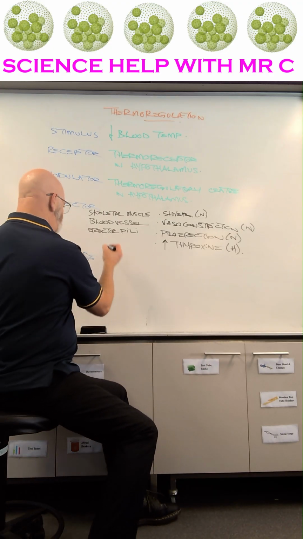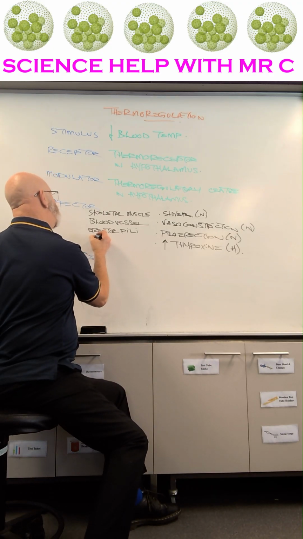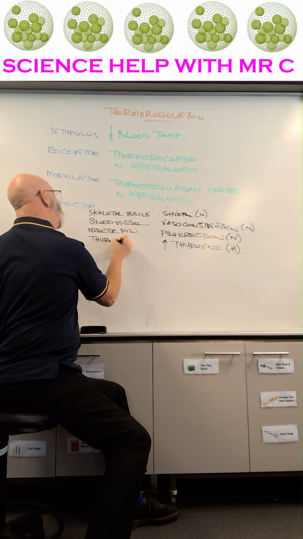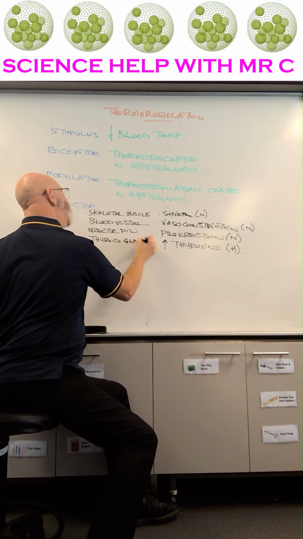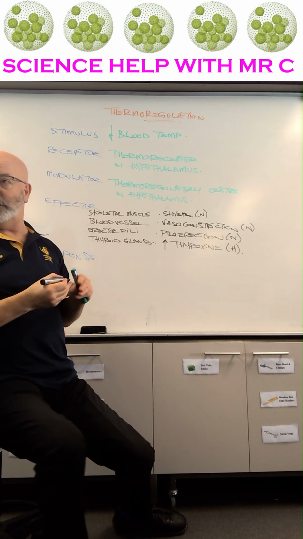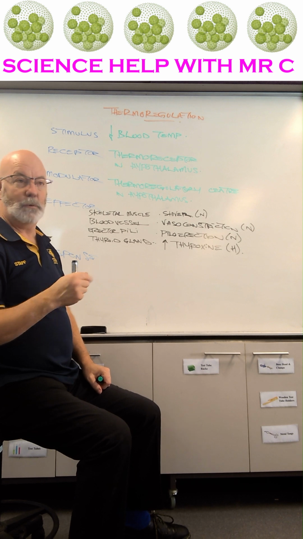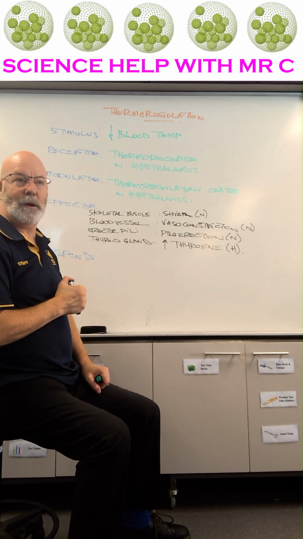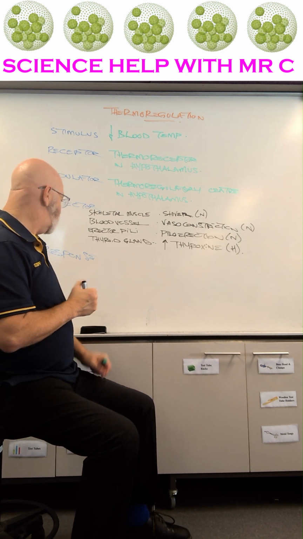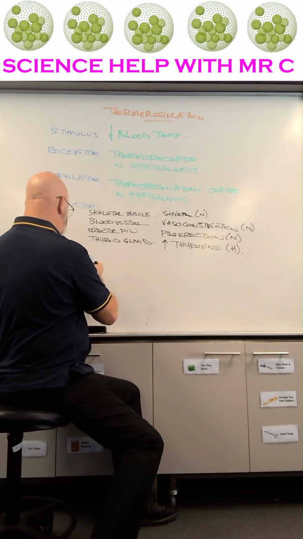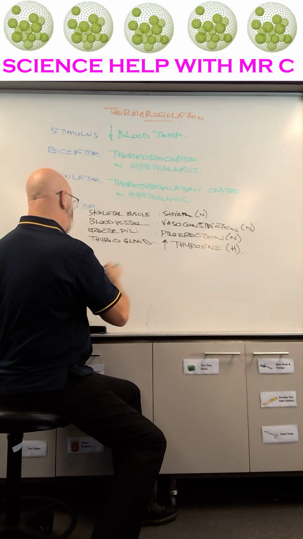And then the thyroxine comes from the thyroid gland. It increases the basal metabolic rate, and in particular, cellular respiration that generates heat as a byproduct. Okay, so the response now is an increase in blood temperature.